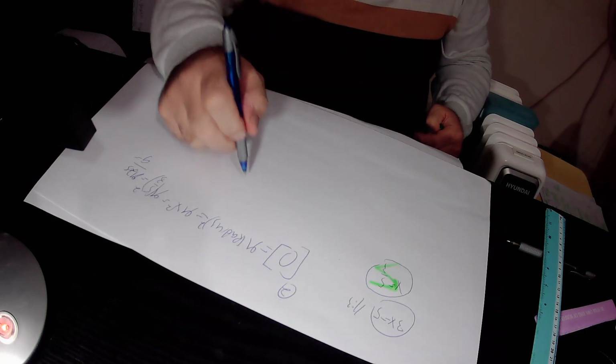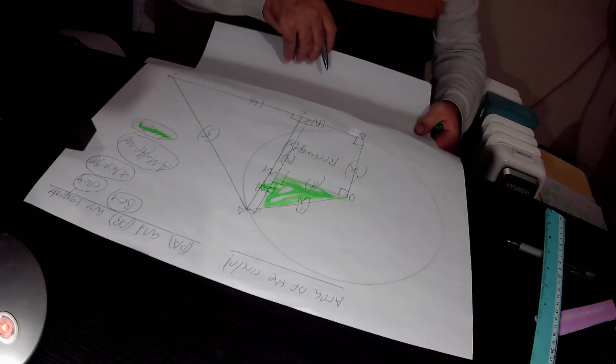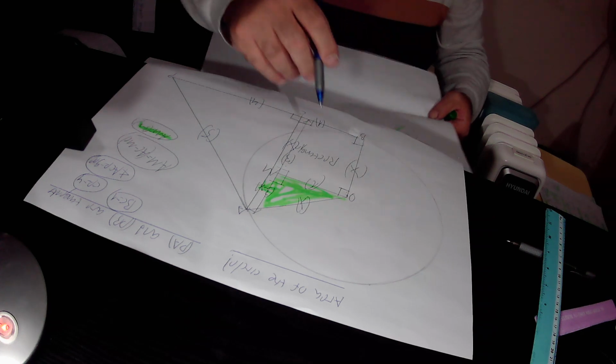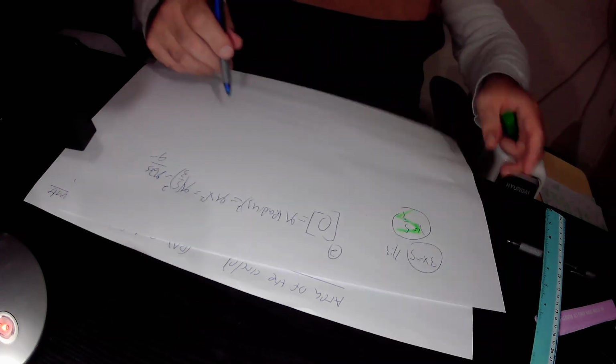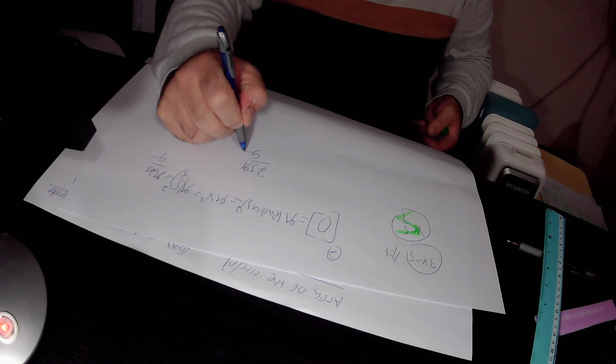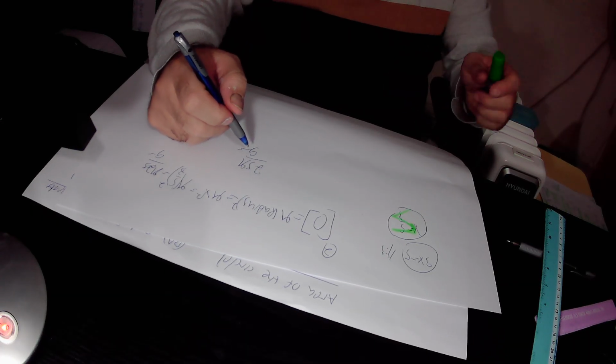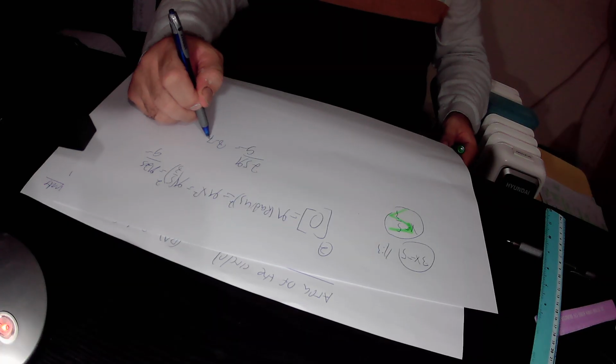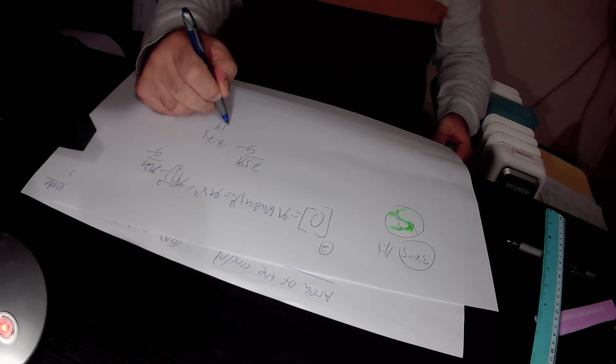So in total we found out that the area that we are looking for in this question, that is the area of this circle, is equal to either 25 pi over 9 square units in size, or in terms of numbers, it is equal to 8.73 square units in size.